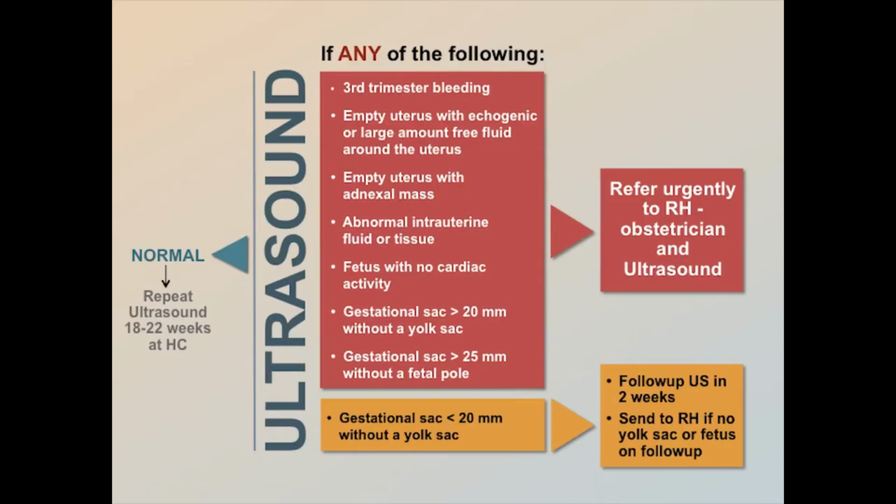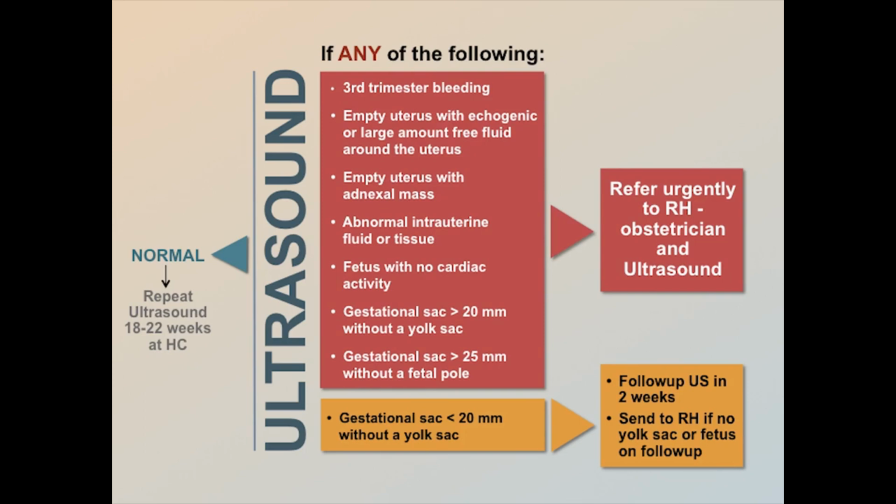When you perform an ultrasound for bleeding or pain, you may identify a normal pregnancy. In this case, the patient can proceed with routine antenatal care and a repeat ultrasound at 18 to 22 weeks at your center. Why might a woman develop bleeding or pain in a normal pregnancy? Bleeding in a normal pregnancy is often caused by increased blood flow to the cervix. Pain is often felt when uterine ligaments get stretched. However, if you have any concerns about the patient, even though the ultrasound seems normal, send the patient to the hospital.